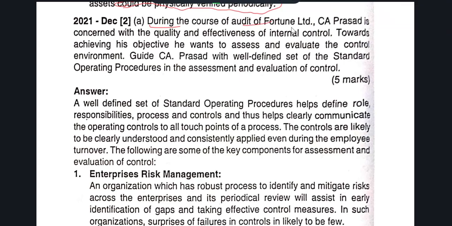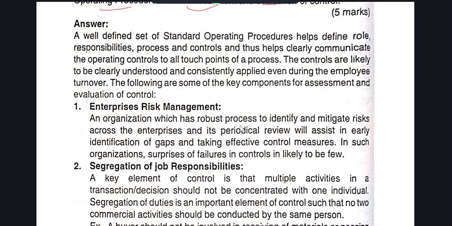During the course of audit of Fortune Limited, CA Prashad is concerned with the quality and effectiveness of internal control. Towards achieving the objective, he wants to assess and evaluate the control environment. CA Prashad begins with a well-defined set of standard operating procedures in assessment and evaluation of controls.